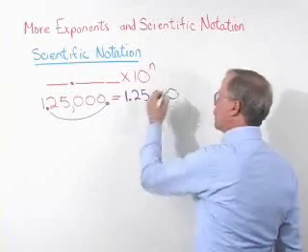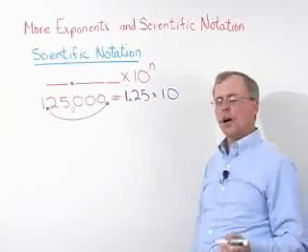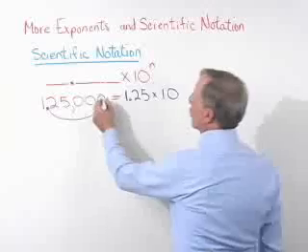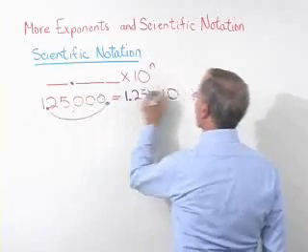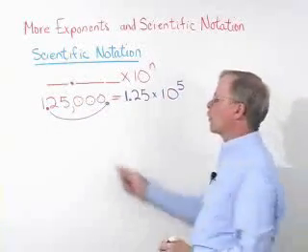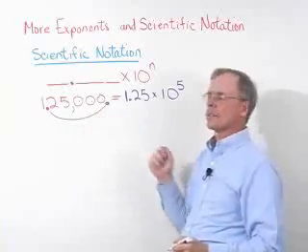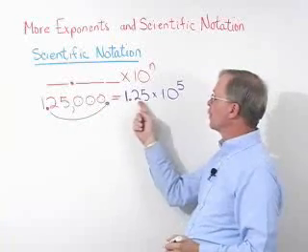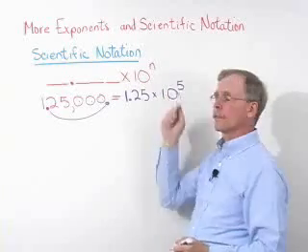And then the power of 10 would tell you how many places it moved. 1, 2, 3, 4, 5. So the way to write 125,000 in scientific notation is to write 1.25 times 10 to the 5th power.